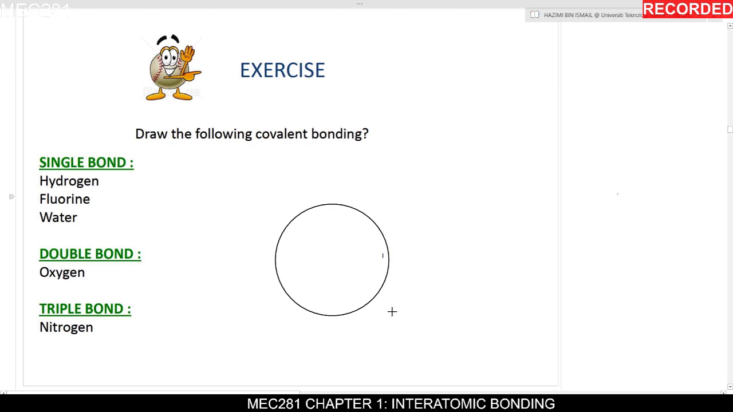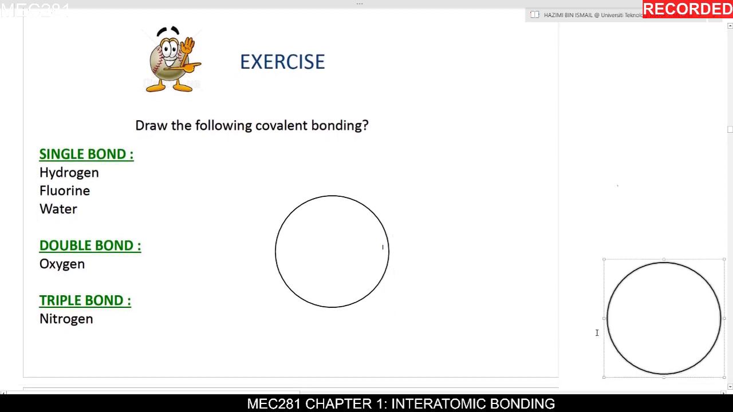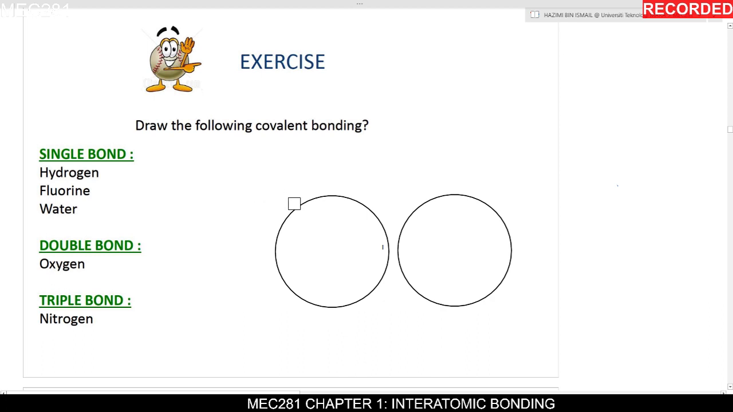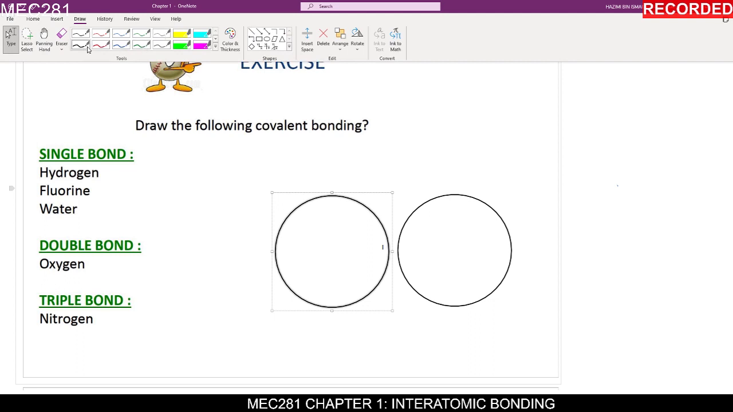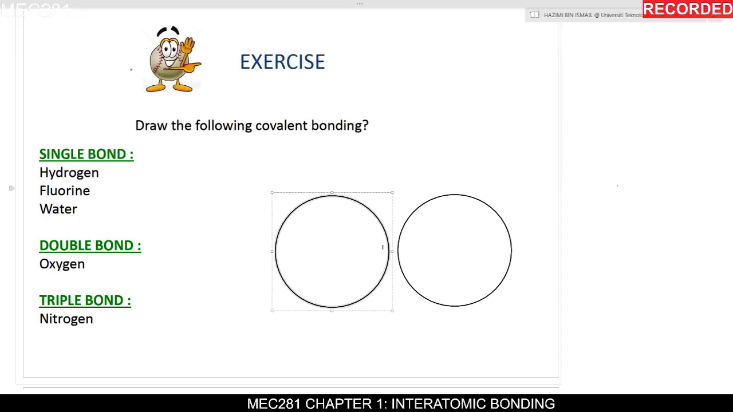Okay, this one, and the other one for the other atom of oxygen. So the oxygen itself has how many protons? 8. Okay, so it means that the proton number equals the electron number, so the electron number is also 8.